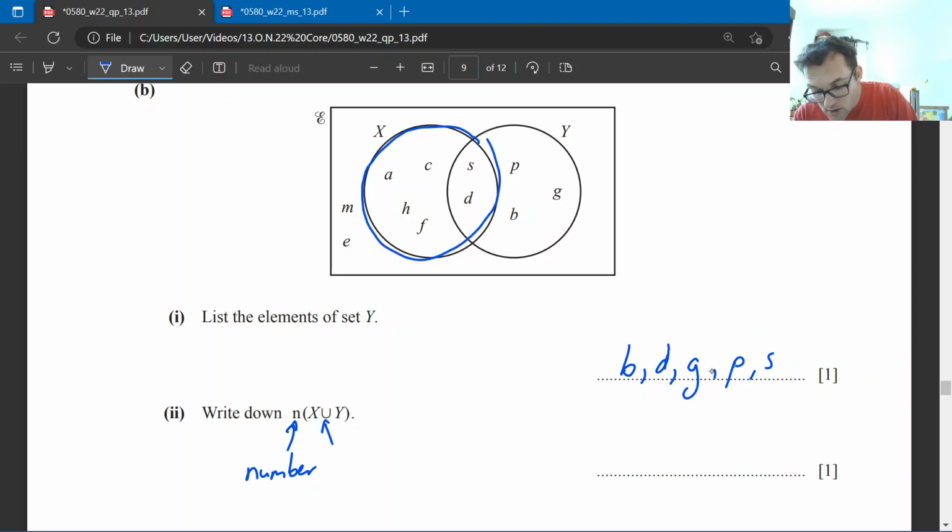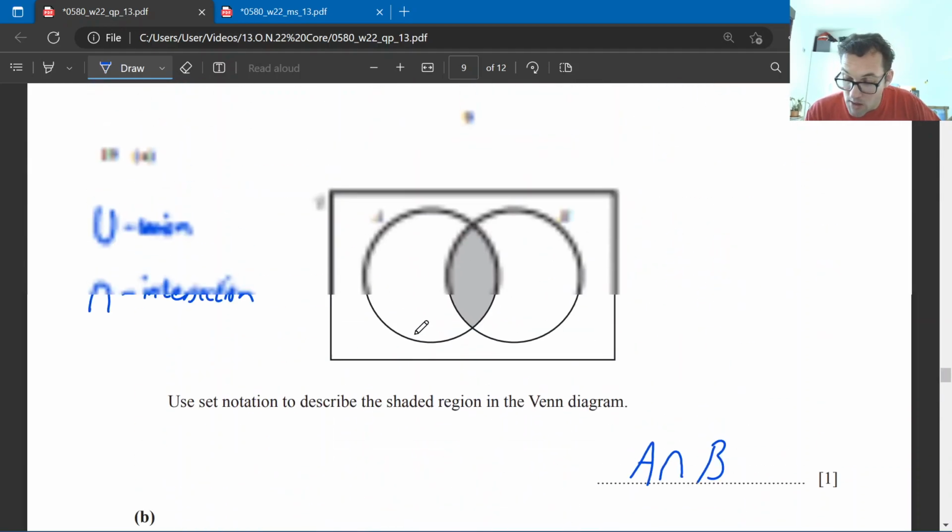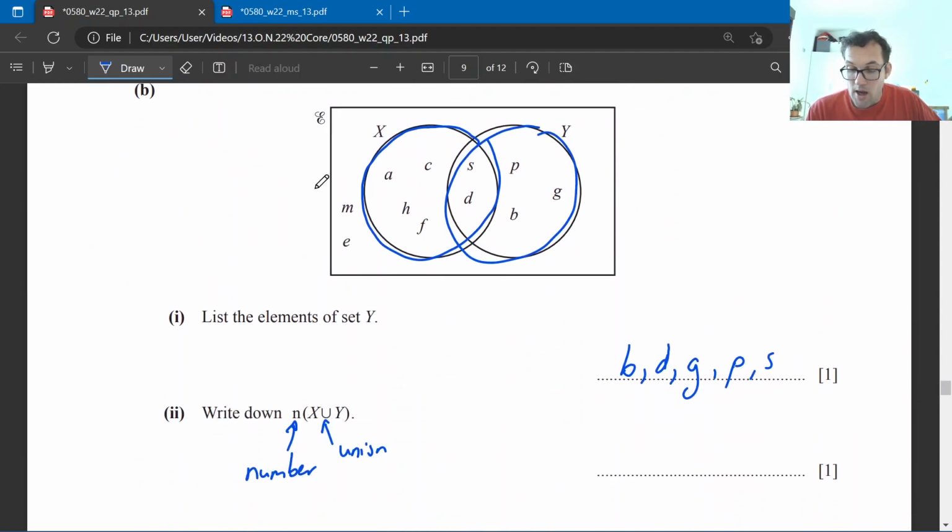union. You see that? Union. Now is the other sign with Y. Remember what I said. Union means everything. Everything in X, everything in Y, or in both. So it's all the letters there: A, C, H, F, C, D, P, B, G.